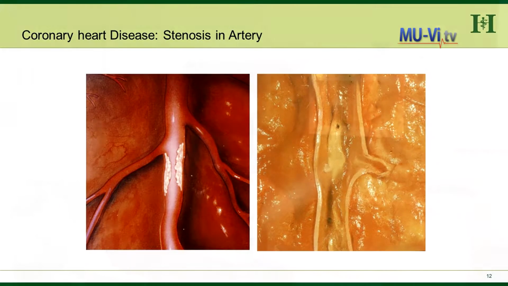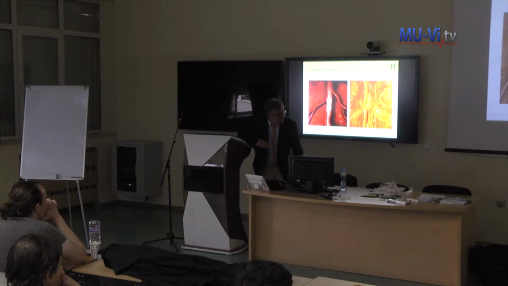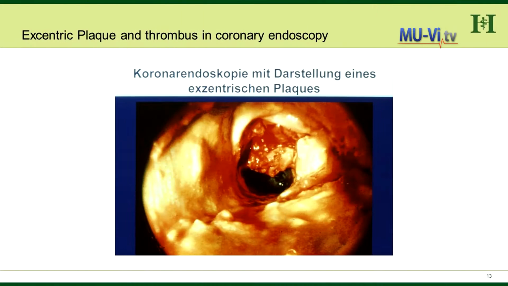And this is a preparate of such a vessel. You see the fatty streak here in the middle of the vessel, and you can see that it makes the vessel narrow. And what you see here is a coronary endoscopy, and you see this is normally the vessel, and this is a thrombus in this vessel, and you see this is the rest of the lumen we have. So this patient gets pain, that's for sure.